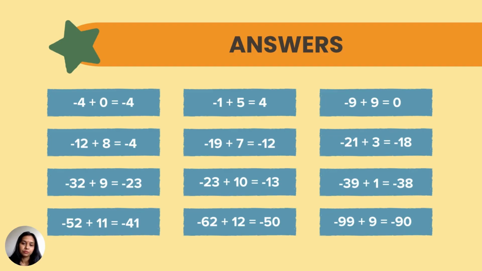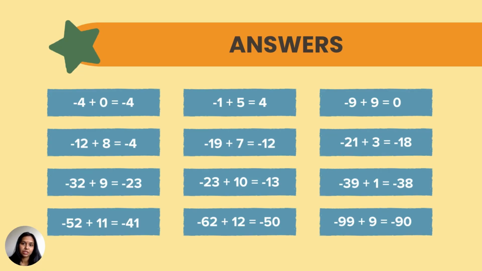The next example, -21 plus 3. So you're moving right again, and if you look at your number line, you're starting at -21, you add 3 going right, and you will land at -18. The next example, we've got -32 plus 9. So you're starting at -32, and you're adding 9 going to the right. You will end up at -23. The next example, -23 plus 10, you will end up at -13.